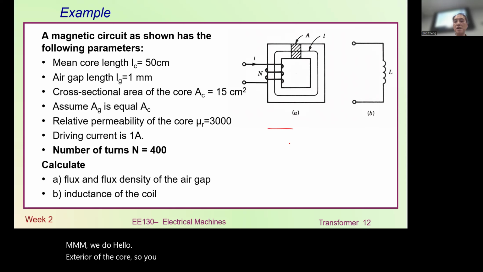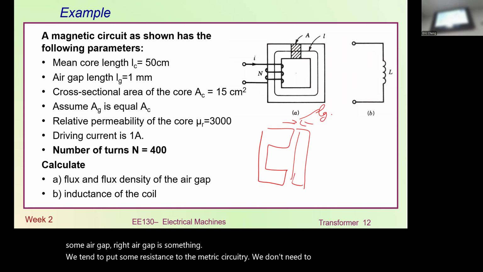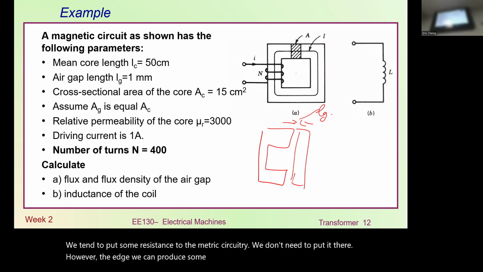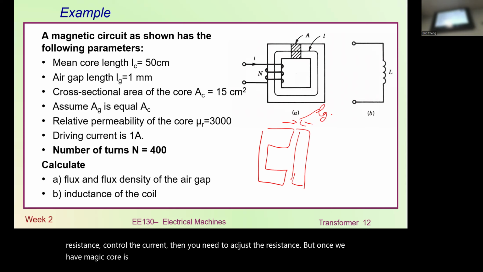You see, if we have any magnetic core, and then we have some air gap, right? The air gap is something we tend to use to put some resistance into the magnetic circuitry. We don't need to put in an air gap. However, with the air gap, we can produce some resistance and control the magnetic flux. The magnetic flux is just like a battery connected to a resistor. If you want to control the current, you need to adjust the resistance. But once the magnetic core is a given core, with a given resistance, you cannot adjust the flux passing through the magnetic circuitry, or control the amount of energy stored. You can't do much about it. But using an air gap, you can control it.